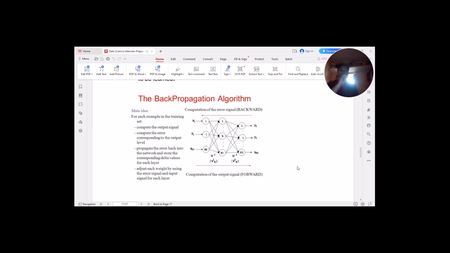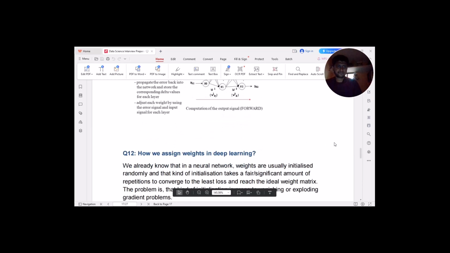So the backpropagation main idea is, for each example in the training set, you compute the output signal. You compute the error corresponding to the output level. Then propagate the error back into the network and store the corresponding delta values for each layer. Adjust each weight by using the error signal and input signal for each layer. So this is the computation of backward, and this is the computation of forward.